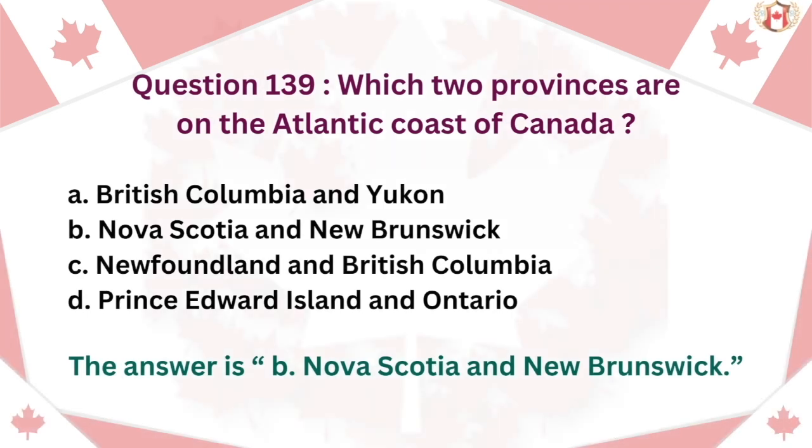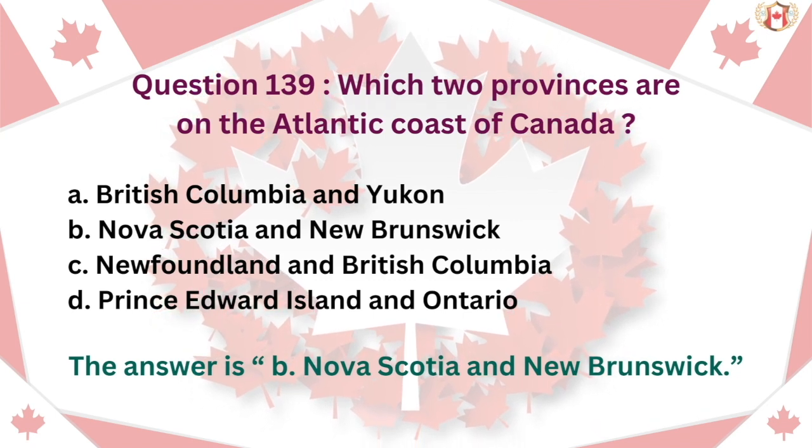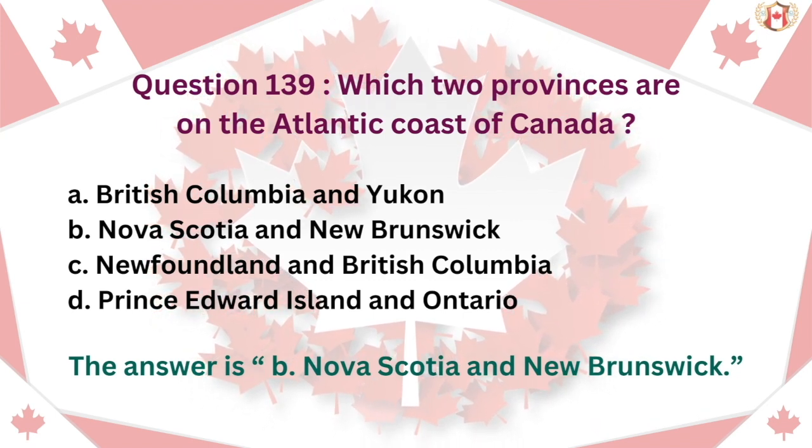Question 139. Which two provinces are on the Atlantic coast of Canada? A. British Columbia and Yukon. B. Nova Scotia and New Brunswick. C. Newfoundland and British Columbia. D. Prince Edward Island and Ontario. The answer is B. Nova Scotia and New Brunswick.